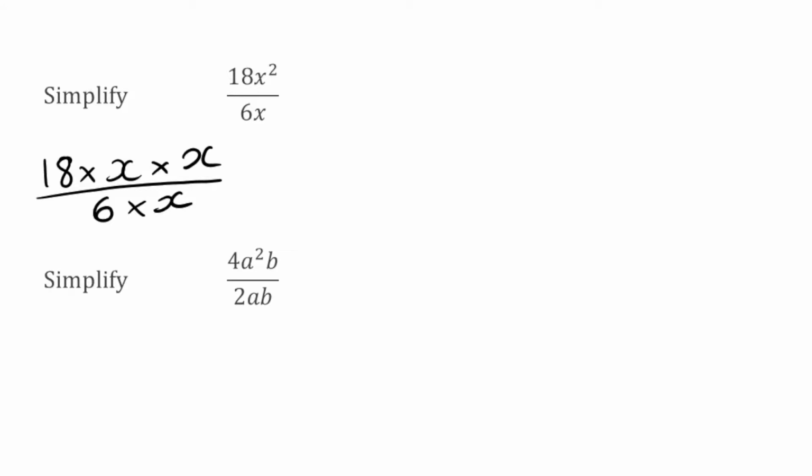Again, just like we did in all the other questions, we're looking for terms that we can cancel. I've got a term of x on top and a term of x on the bottom, which I can cancel. Now I've got no more terms of letters that I can cancel on the bottom. So what are we left with? Well, we're left with 18 multiplied by x, which is just 18x, all over 6 on the bottom. So we've simplified it so far to 18x divided by 6.